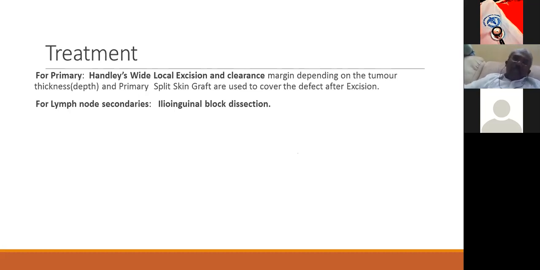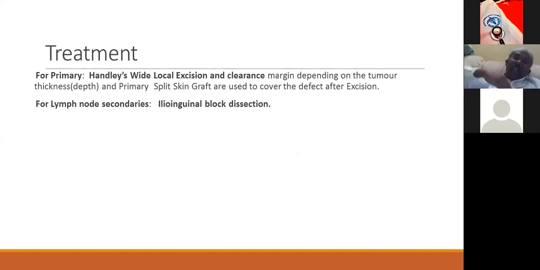So usually in the web space, the first and second web space. That gives a clue, because the idea here is to opacify the lymphatics. So optimally it is given in the first and second web space, between the first toe and the second toe, or the second toe and third toe. You inject deep into the web space. From there, the lymphatics take over.